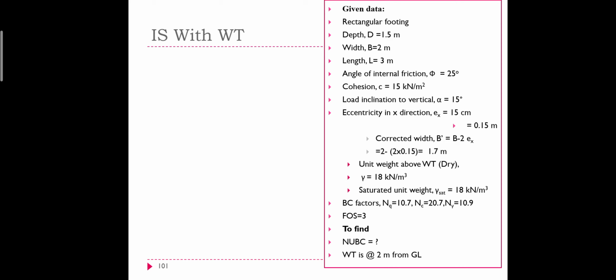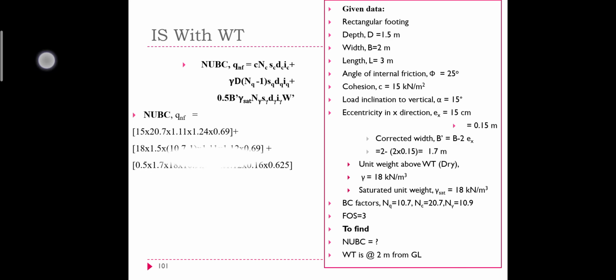Now substitute everything that you have found in this formula: c Nc Sc plus gamma D into (Nq minus 1) into Sq Dq Iq plus 0.5 B dash gamma sat N gamma S gamma D gamma I gamma W dash. Substitute everything in this and you'll get the answer as 563.85 kilonewton per meter square. So here eccentricity comes into the picture, and the water table comes into the picture.